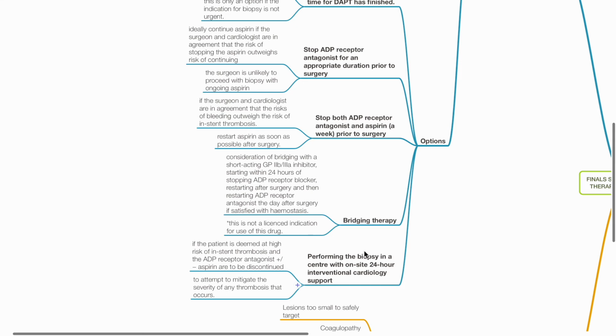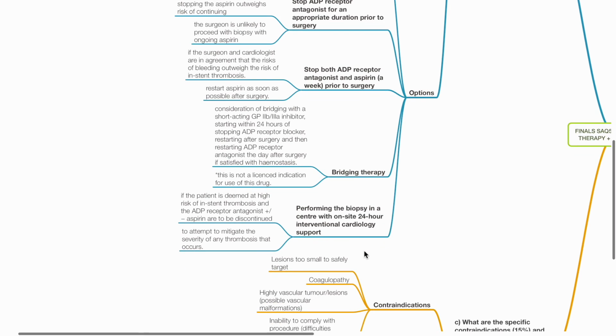The third option is to stop both the ADP receptor antagonist and aspirin a week prior to surgery, if the surgeon and cardiologist are in agreement that the risk of bleeding outweighs the risk of in-stent thrombosis, and restart aspirin as soon as possible after the surgery. The fourth option is bridging therapy, with short-acting GP2B3A inhibitors starting within 24 hours of stopping the ADP receptor blocker, restarting after surgery, and restarting the ADP receptor antagonist the day after surgery if satisfied with hemostasis. However, GP2B3A inhibitors are not licensed for this indication.